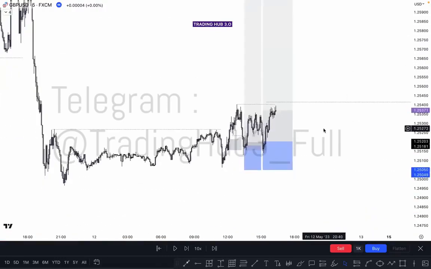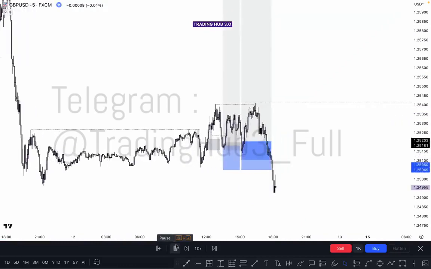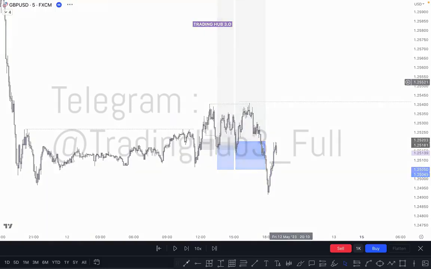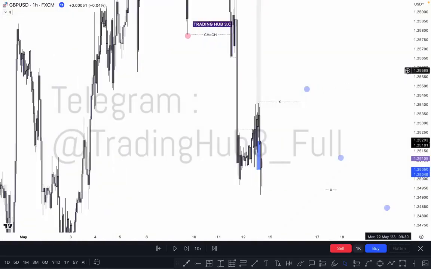So let's see what happened next after this one, and then we can decide what's going on after this one, right? So this entry closed on the break-even point, right? Now I'm going to switch again to the 1 hour time frame to check what is happening here and what we can expect as our next move.